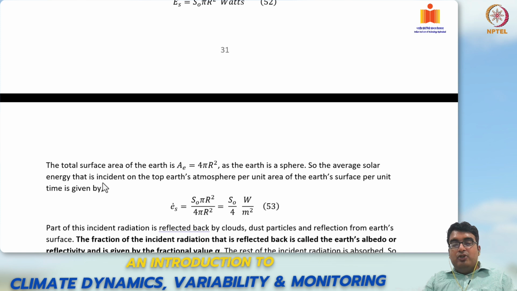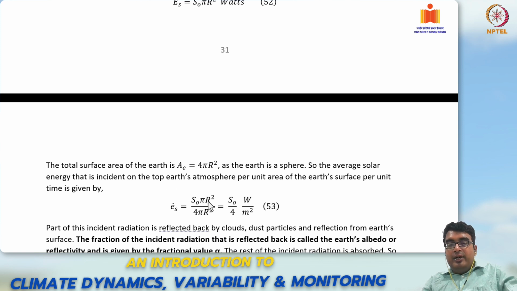So, the average solar energy that is incident on the top of the Earth's atmosphere, before attenuation or other effects take in, so we are neglecting atmospheric absorption or reflection. The total solar energy incident at the top of Earth's atmosphere per unit area of the Earth's surface is given by E dot small s. So, E dot capital S is the total energy per unit time, E dot small s is the total energy per unit area of Earth's surface per unit time on the top of the atmosphere.